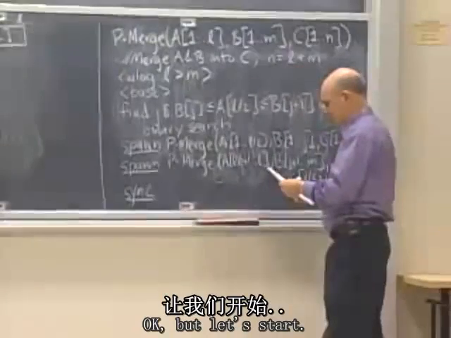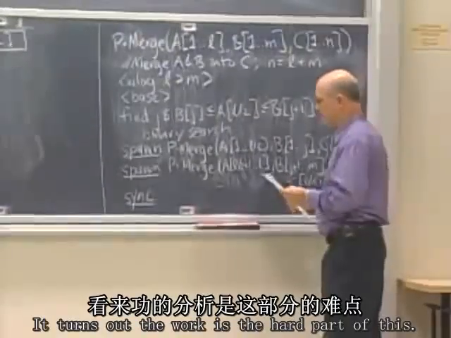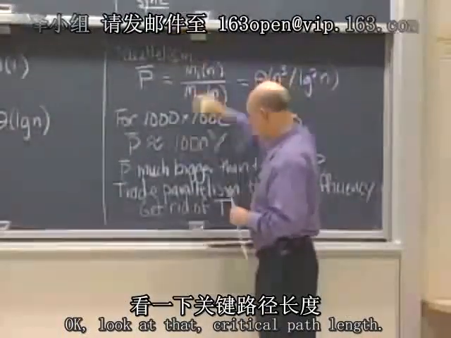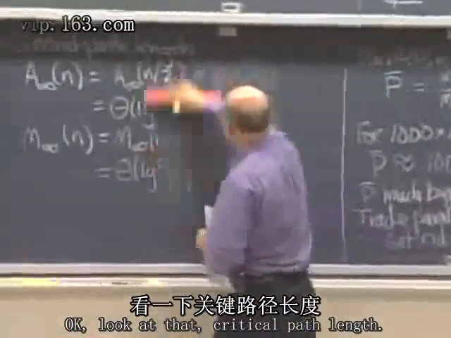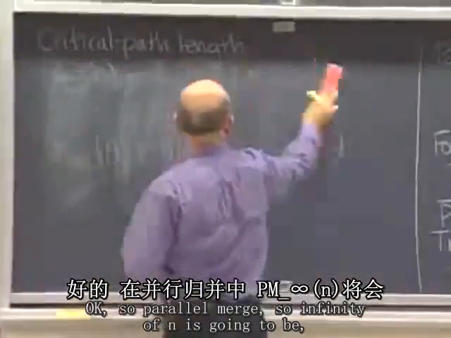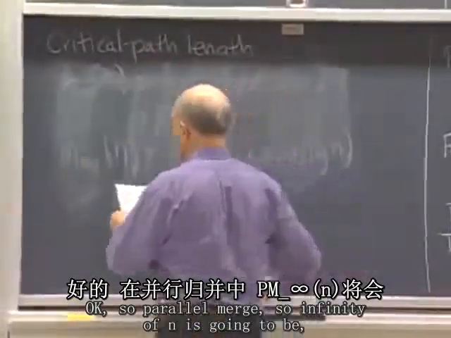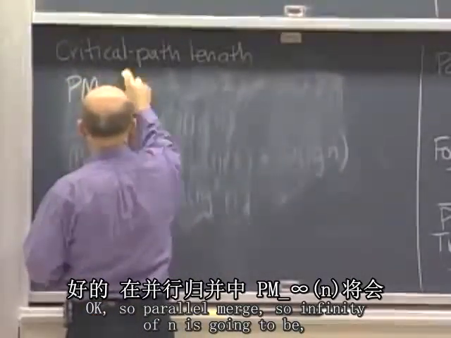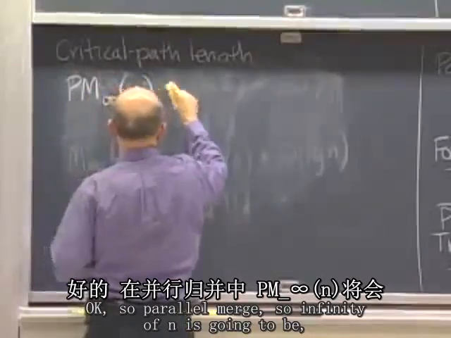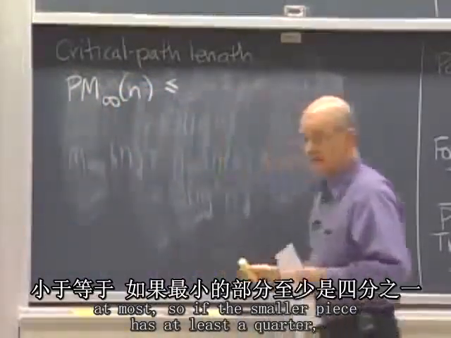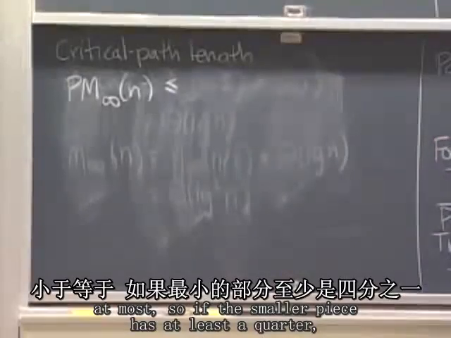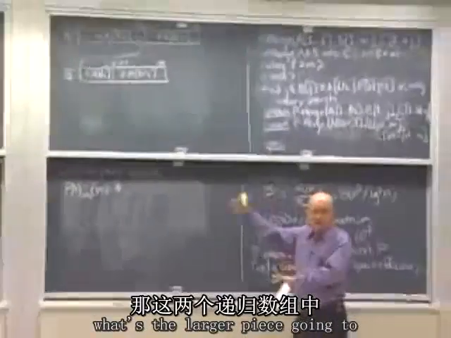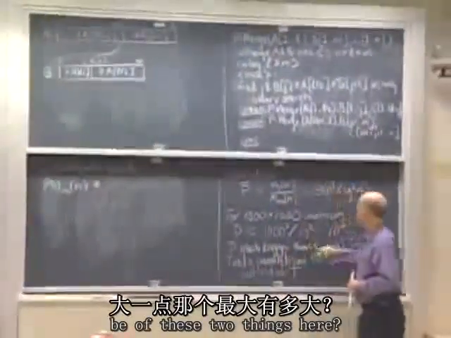Okay, but let's start. It turns out the work is the hard part of this. Let's start with critical path length. Okay. So parallel merge sub infinity of n is going to be at most, so if the smaller piece has at least a quarter, what's the larger piece going to be of these two things here?